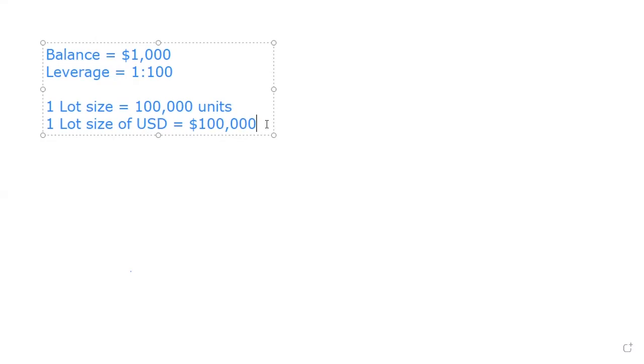So now let's say this is one lot size of USD, equal to $100,000, and you want to buy that one lot size, but your balance is 1,000 and the leverage is this. Now it means your broker is telling you to divide this one lot size into 100. That one lot size divided by 100 is going to give you 1,000. Am I correct? Yes, it's going to give you 1,000.